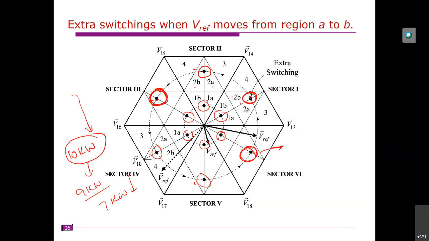So we go for this extra switching only when the modulation index is low, or we can use it for a higher modulation index also. This extra switching, this is for the low modulation index case, right? In this case also we have this extra switching.